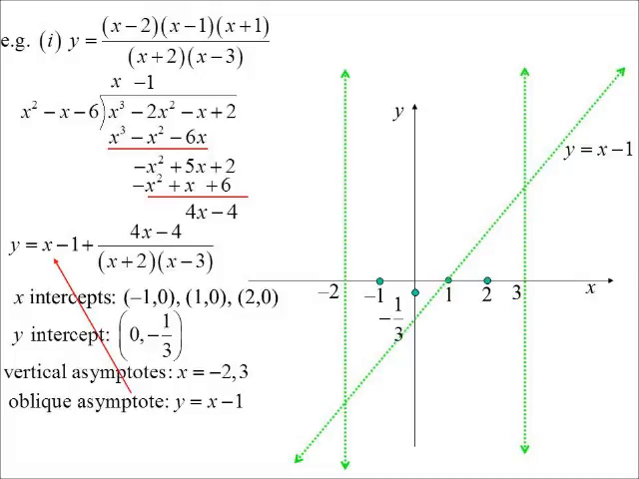I actually already know that it does cut, because it's gone straight through my x-intercept that I've already identified. But let's just double check. Top of that fraction, the remainder equals 0. Sure enough, that gives me x equals 1.